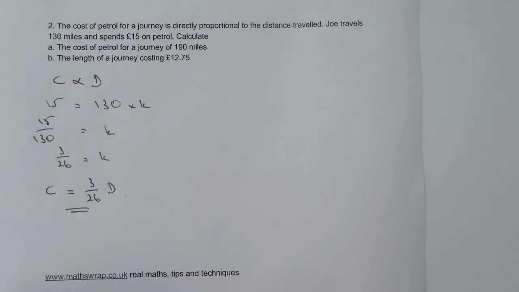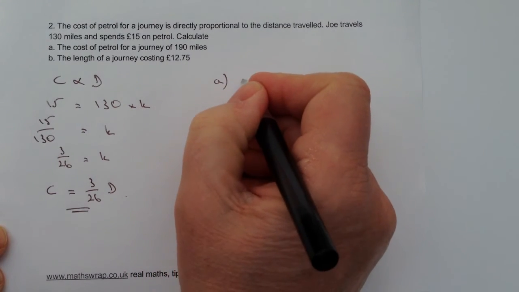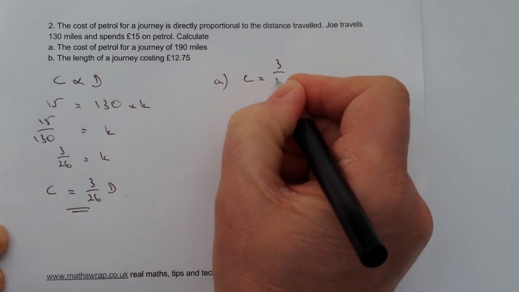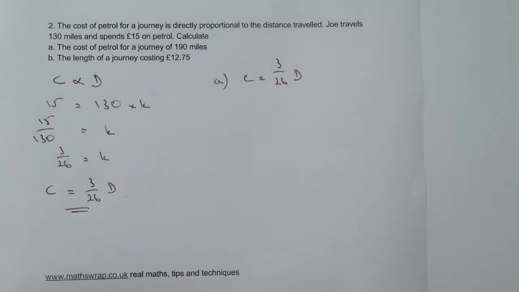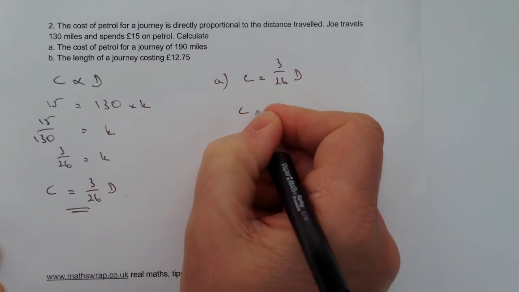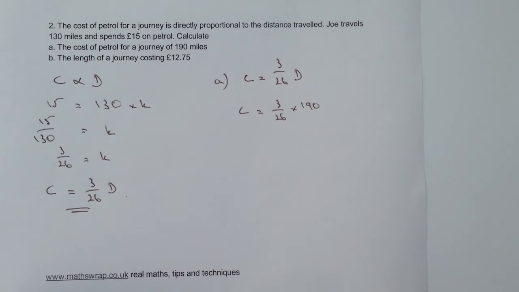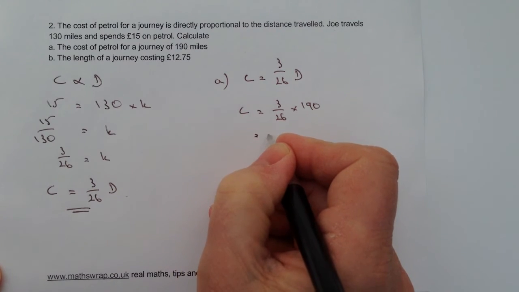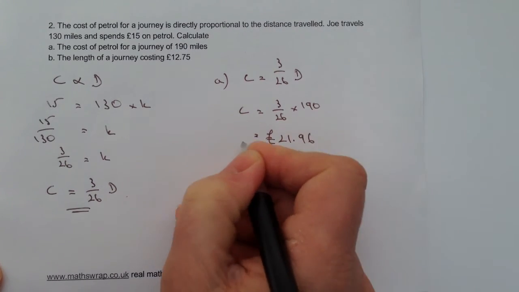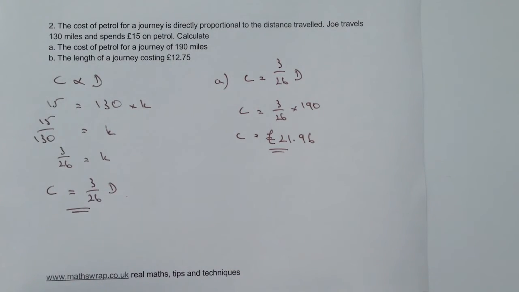As I say, you could write it as 0.11538 D if you wanted to, and that would work just as well. Okay, so when we're looking at the answers to the questions, I'm going to write it as A, and I'm going to write in the formula 3 over 26 D, and then it's just a case really of plugging in the numbers. So with question A, it says the cost of petrol for a journey of 190 miles. So the cost is 3 over 26 times 190. If you pop that into a calculator, that's going to give you a value of £21.96, and that will answer the first part of the question.